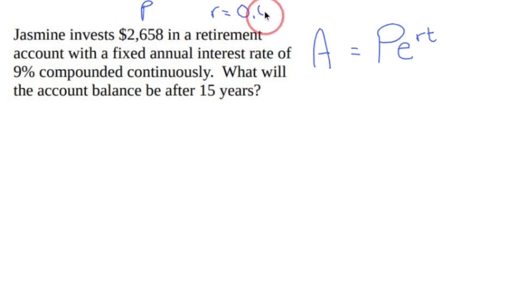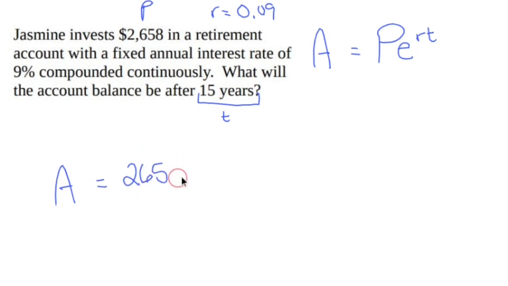9% is my rate, but I'm going to write it out as a decimal, which is 0.09. My t is going to be 15. And now it's just a matter of me putting it all together and throwing it into a calculator. So A is going to equal 2,658 times e to the 0.09 times 15th power. I'm going to move my mouse to the left and pretend that I'm not about to plug all this into a calculator and act as if I'm doing it in my head.